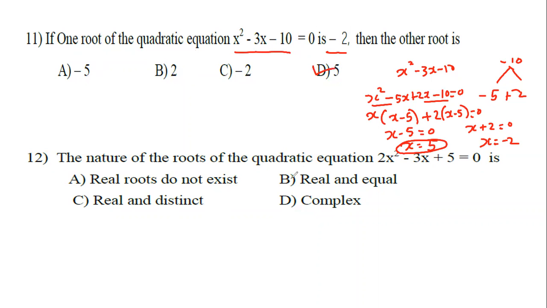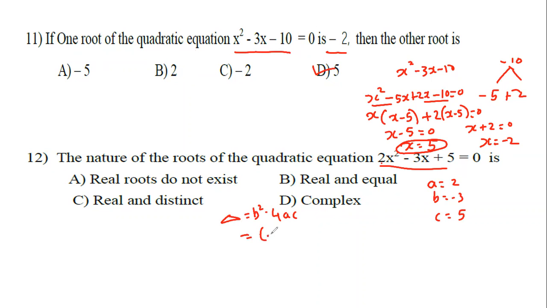Option D is correct. The nature of the roots of the quadratic equation 2x square minus 3x plus 5 is equals to 0 is dash. We know the formula delta is equals to b square minus 4ac. Here a is equals to 2, is it right? And b is equals to minus 3, c is equals to 5.